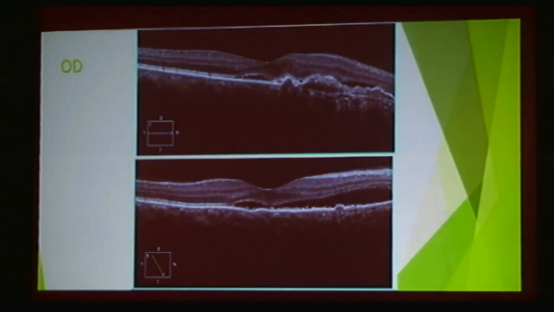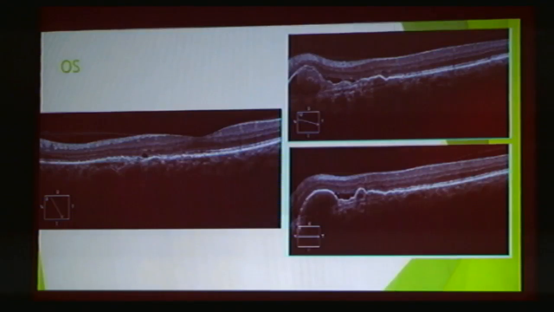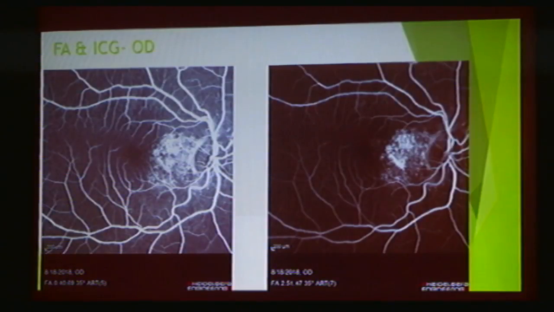We did the OCT. The right eye showed SRF at the fovea, and the left eye OCT showed dry fovea with the peak-shaped PED along with the SRF in the peripapillary area where the lesions were present. So we went ahead and did the FA and ICG.